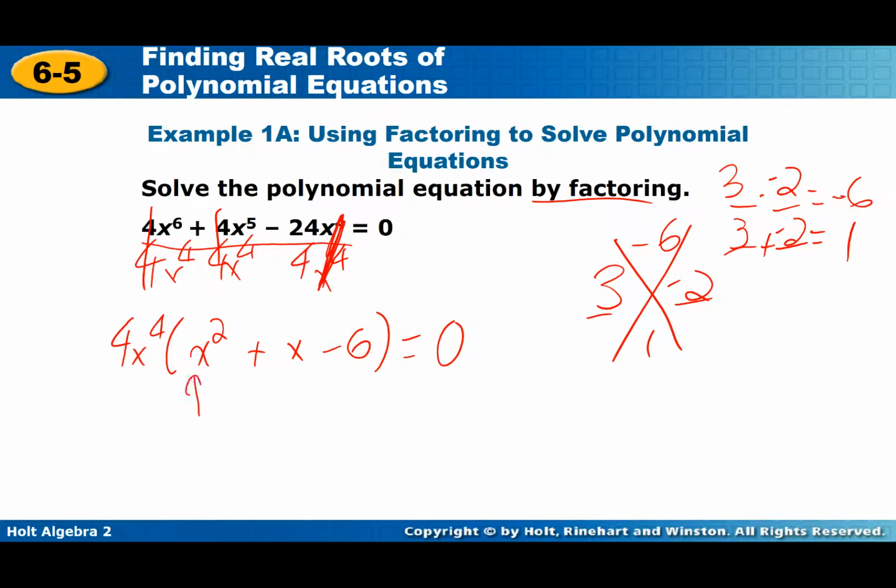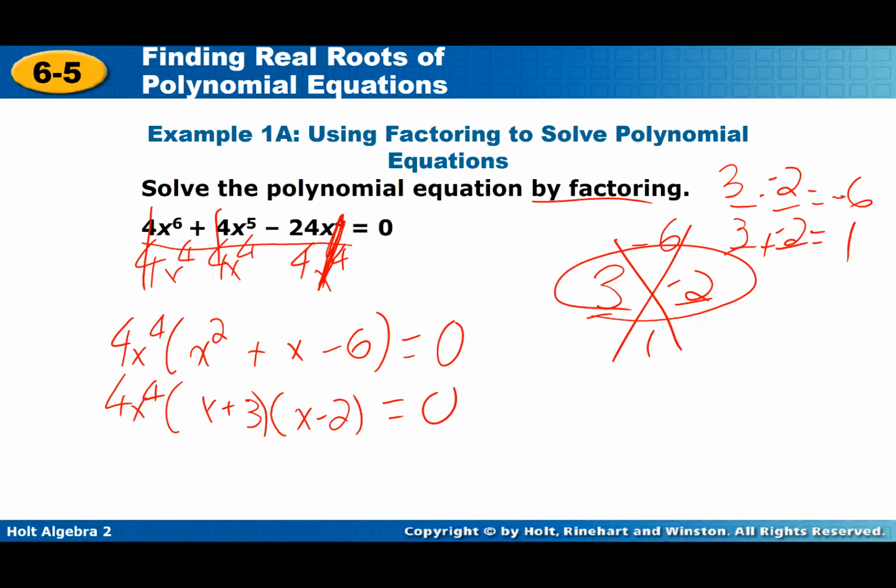Now, thankfully, a is 1 here, and when a is 1, that means these 2 numbers are my factors. So just using the little shortcut, these factors are going to be x plus 3 and x minus 2. Don't forget the 4x to the 4th is still out here. So now it's completely factored, so let's find the solutions. The solutions are x equals negative 3, because if you set x plus 3 equal to 0, you get x equal to negative 3. This one would be x equal to positive 2. And then this one, the 4x to the 4th, is x equals 0.